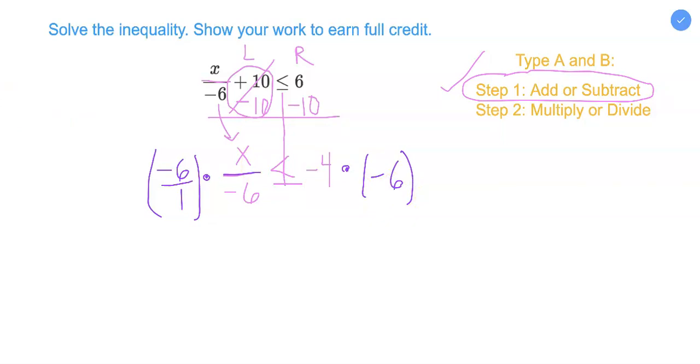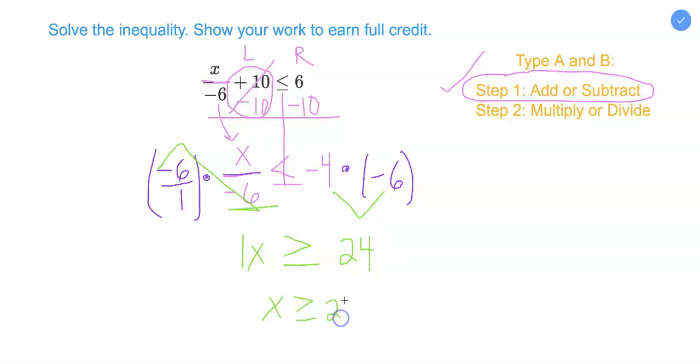Next, I'm going to go ahead and draw a 1 through negative 6 divided by negative 6. And we get 1x, because negative 6 divided by negative 6 equals 1. Multiplying both sides by a negative number does flip the inequality, so change it to a greater than or equal to symbol. And a negative times a negative, like signs, give you a positive, so we get a positive 24. So our final answer is x is greater than or equal to 24.